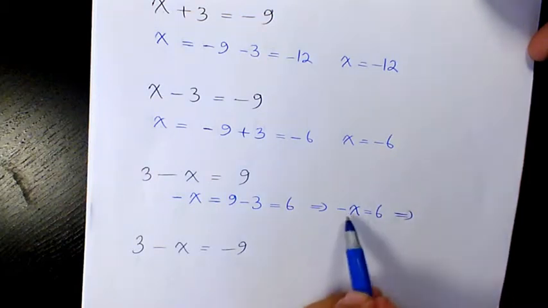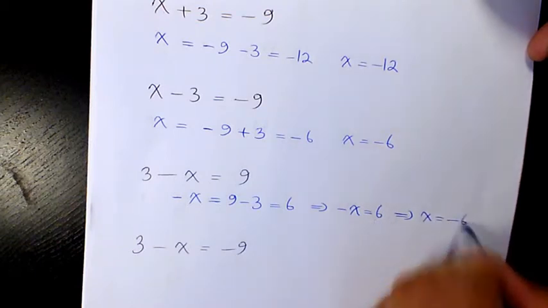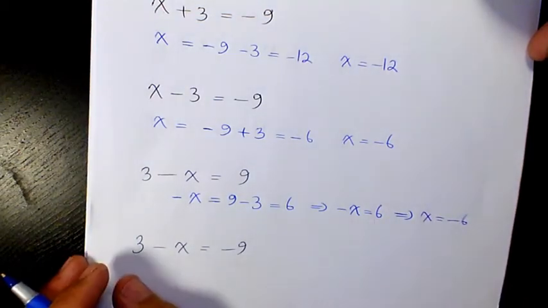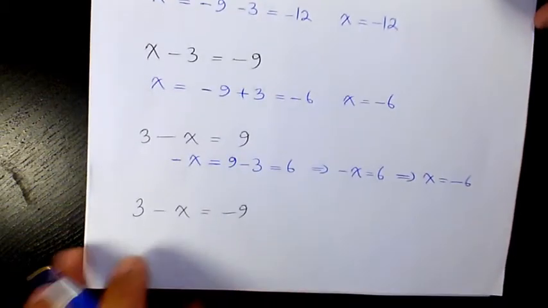It means that if I divide both sides by negative 1, that's going to be x, and this one is going to be negative 6. So x is going to be negative 6. So remember, whatever we do on one side of the equation, we need to do the same thing on the other side of the equation.